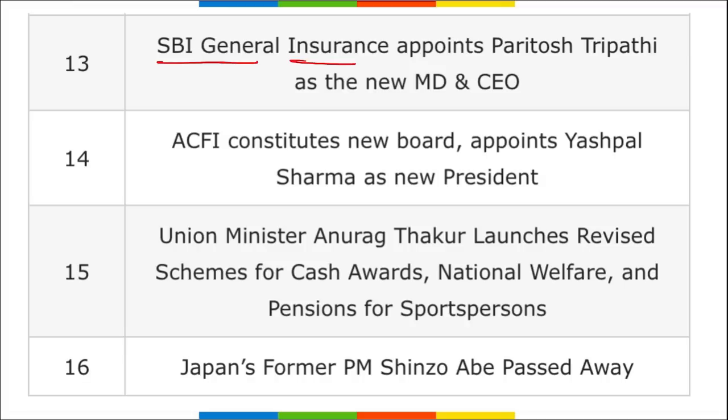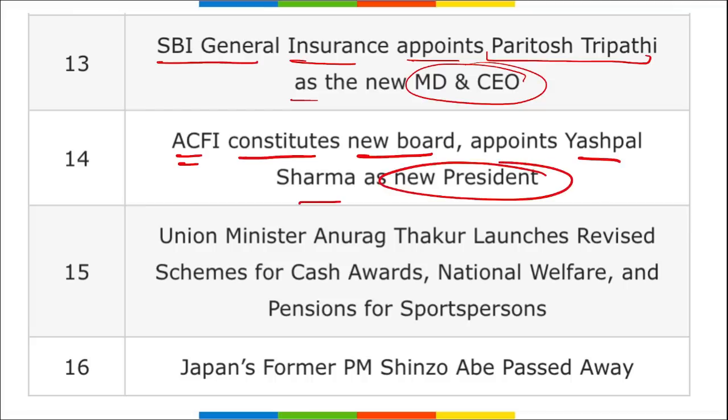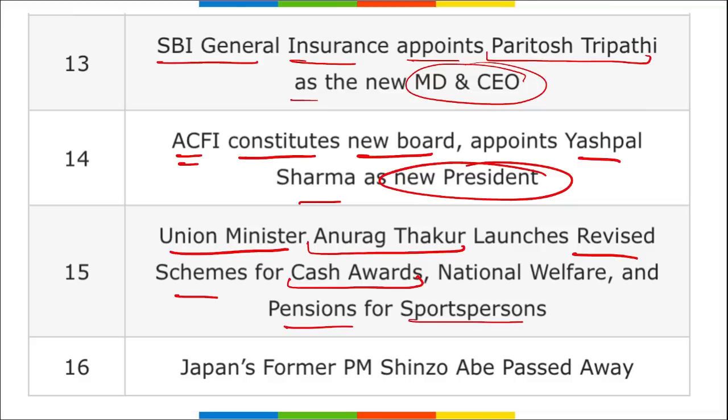SBI General Insurance has appointed Paritosh Tripathi as the new MD and CEO. AFCI has constituted a new board and appointed Yashpal Sharma as the new president. Then Union Minister Anurag Thakur has launched revised schemes for cash awards for sportspersons, and also to provide them national welfare and pension for sportspersons, and this will be applicable to sportspersons who won medals in international sports events.